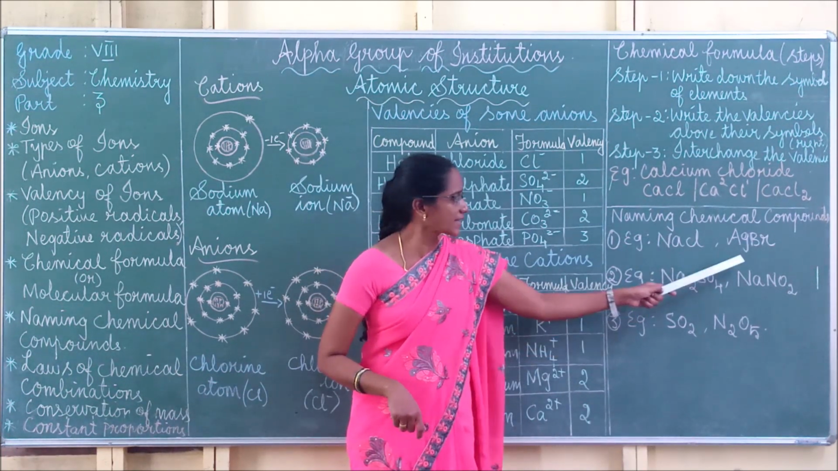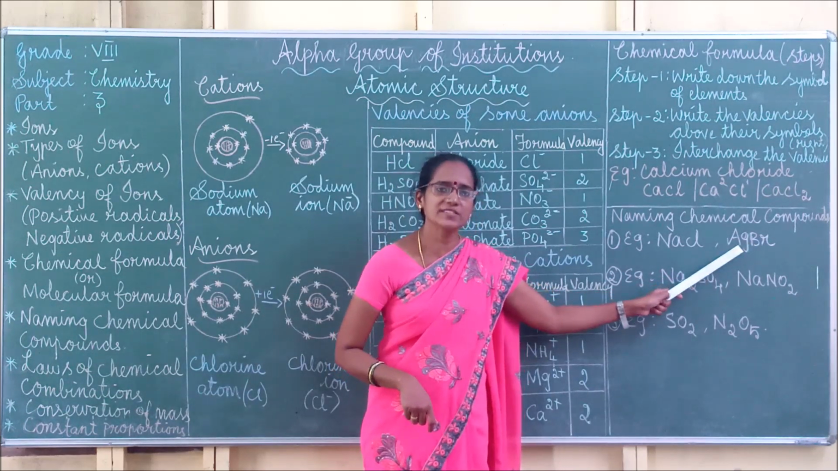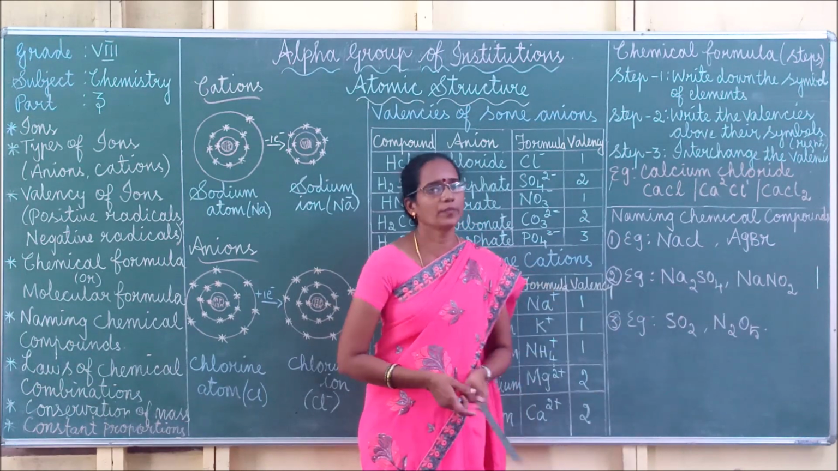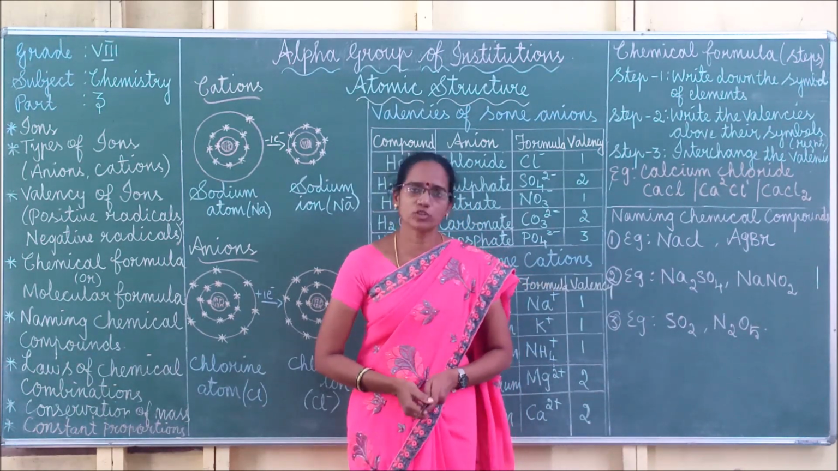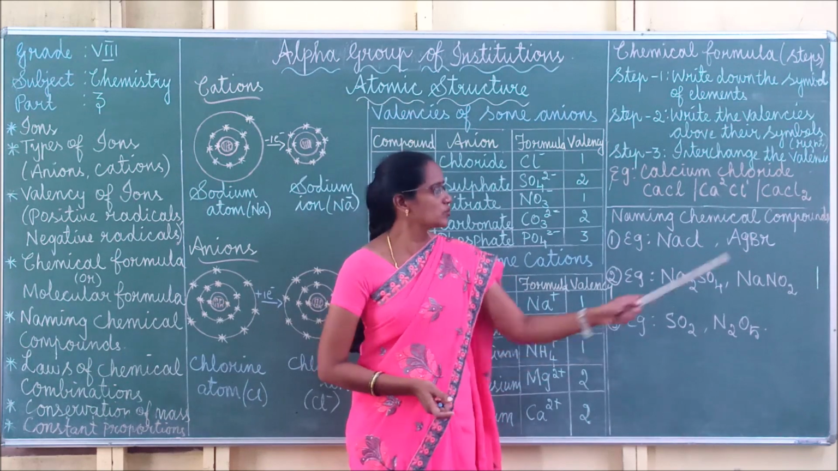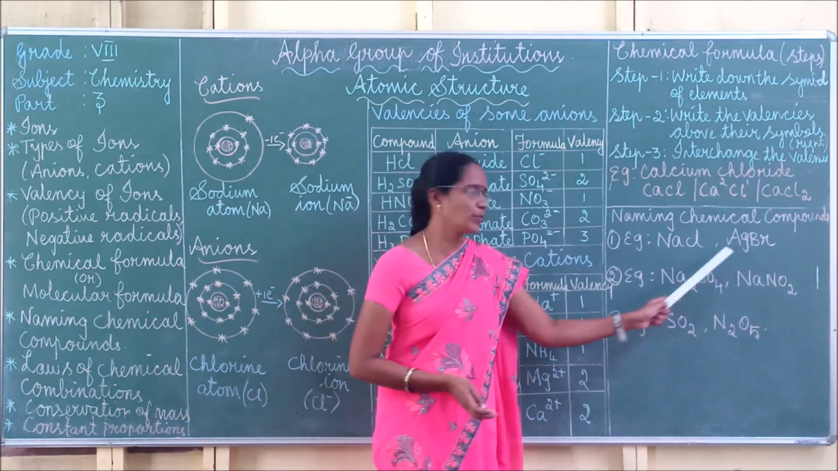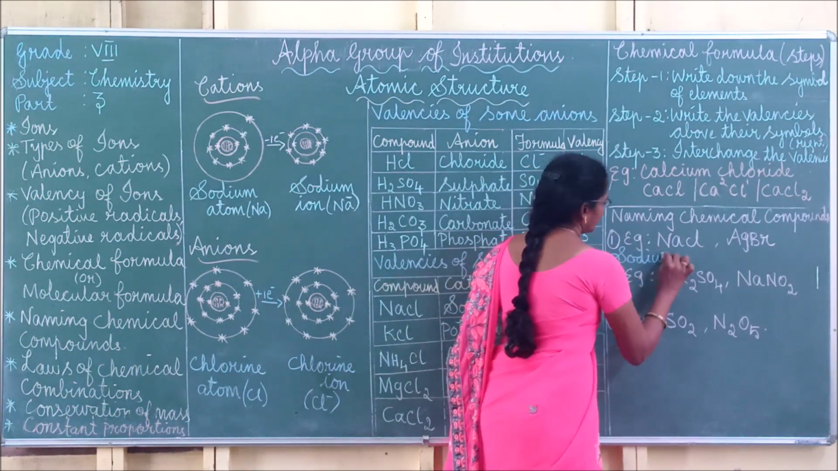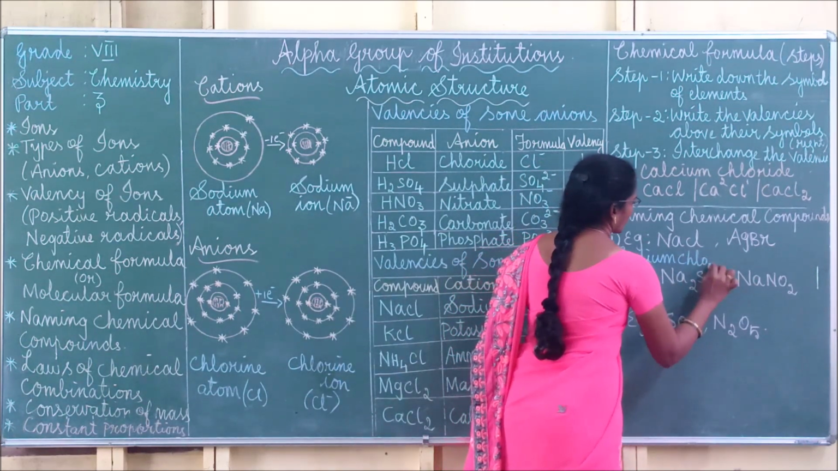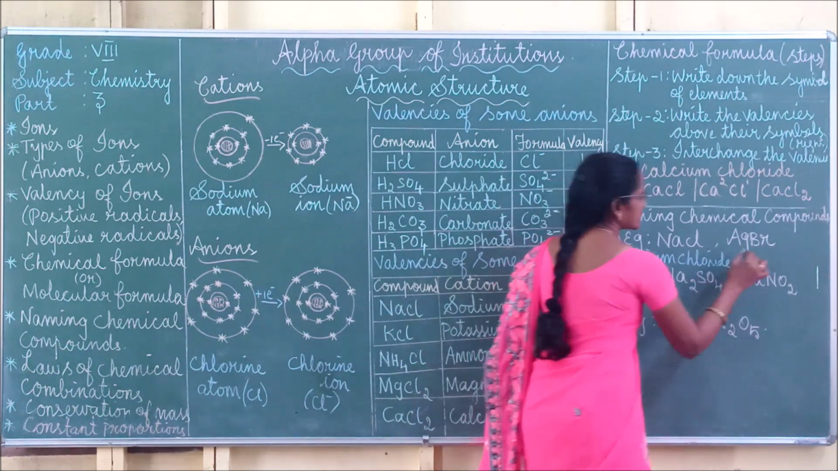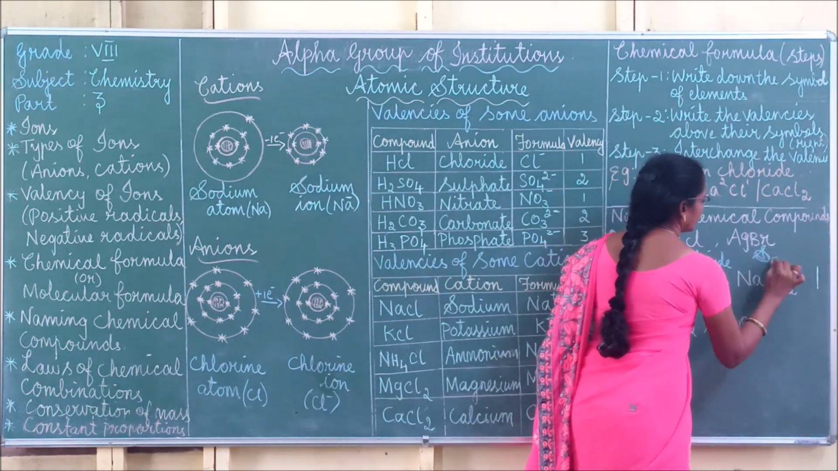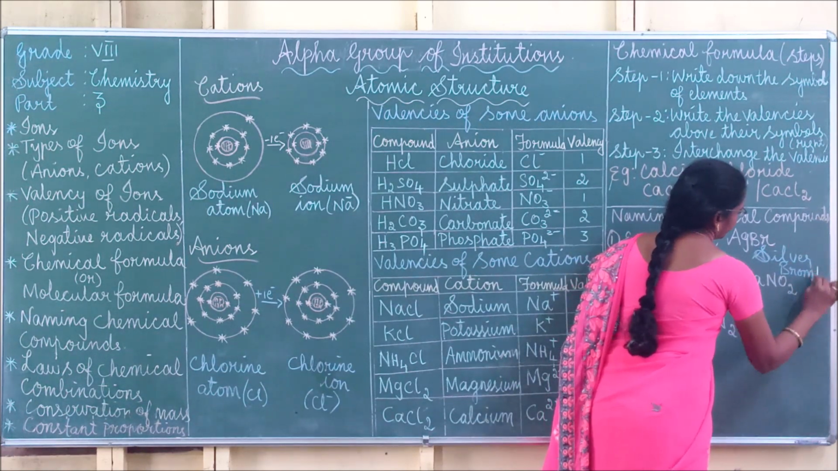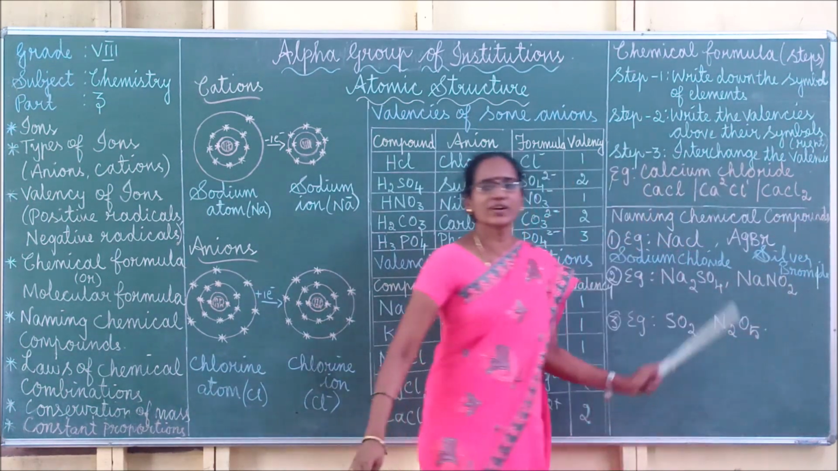Right, children? And the second one, AgBr. Ag is nothing but silver. Silver is a metal and bromine is a non-metal. Next we have to add the suffix IDE, isn't it? So what we have to write? Silver bromide. So NaCl is sodium chloride, and the second one is silver bromide. This is the first one.